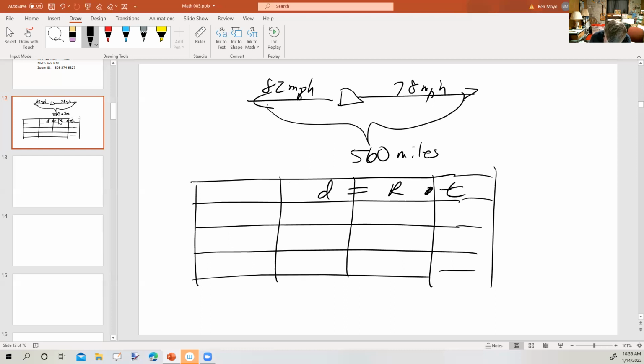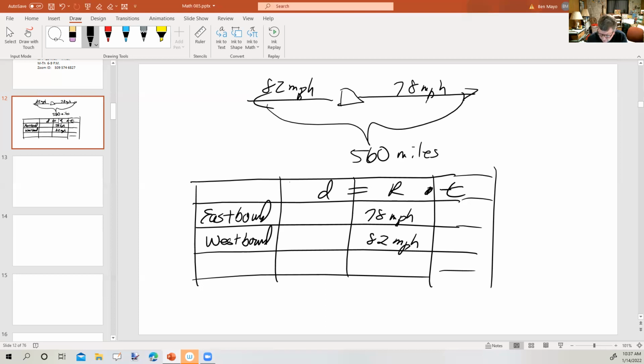And let's see, we've got the eastbound and westbound. Okay, so the eastbound plane is traveling 78 miles per hour, right? And the westbound plane is traveling 82 miles per hour.